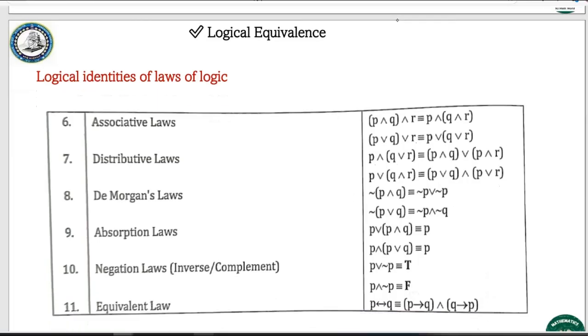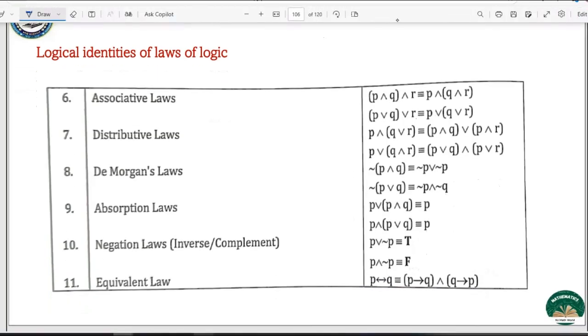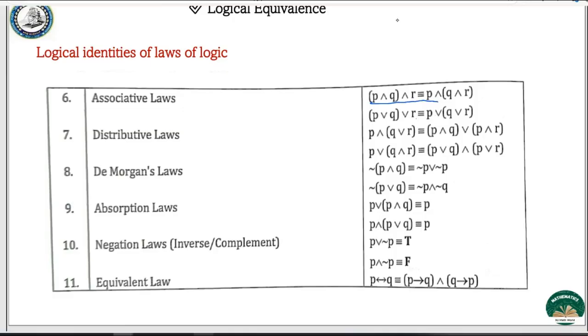Then you have the associative property. In the associative property we have P and Q and R is logically equivalent to P and (Q and R). Then P or Q or R is equal to P or (Q or R). Brackets can be read as "of". Then the distributive law: P and (Q or R), P can be distributed to Q and to R. That is (P and Q) or (P and R). The same way it will be for or over and. Then you have De Morgan's law. Negation of P and Q can be written as negation P or negation Q.